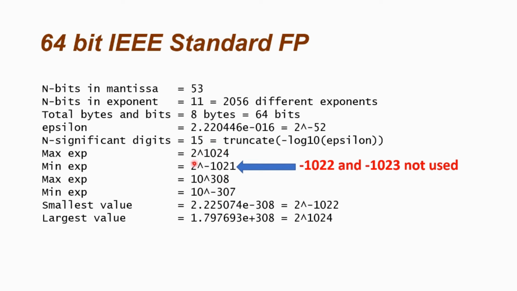The exponents range from minus 1021 to 1024. Once again, minus 1022 and minus 1023 are reserved for the special patterns. The exponents in base 10 range from minus 307 to 308, which is a huge range of values. And the smallest values are 2.22 e to power minus 308, and large value is plus 308.